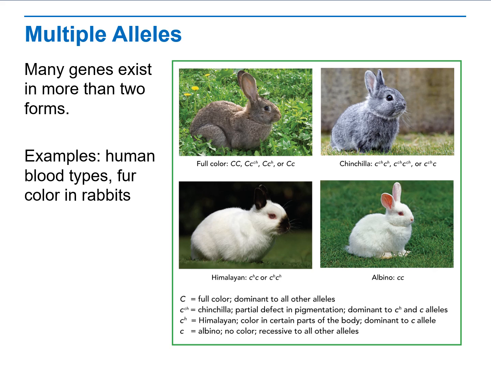This happens because there are more than two alleles for the blood type gene. You have A, B, and O, three different alleles. This is very common in a population.